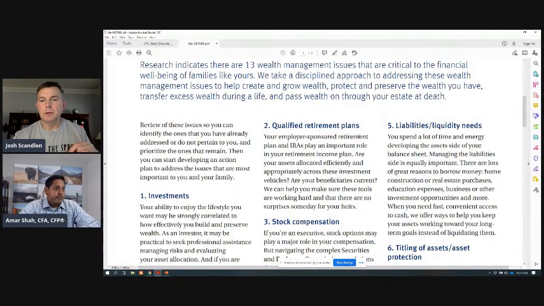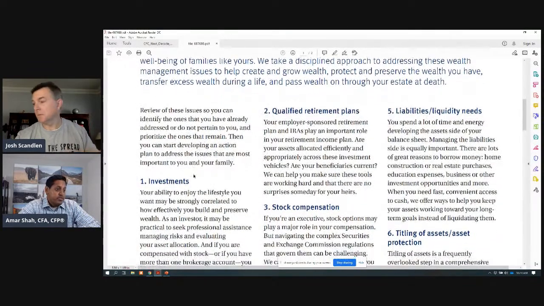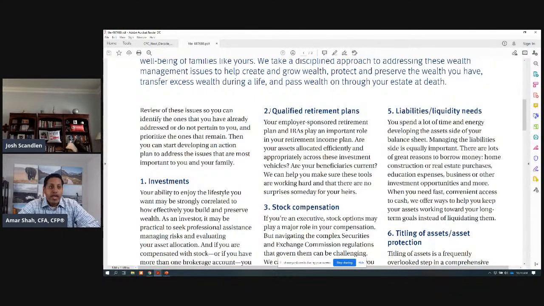That's good. So we started with investments, and we talked about some common mistakes around investments. Then we did qualified retirement plans 2A, and then we just did 2B, which is the distributions from qualified retirement plans. One of the things that Josh, you need to talk about is the Roth, the spousal. If you have a Roth IRA.